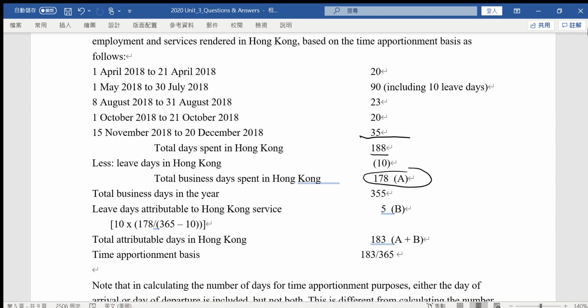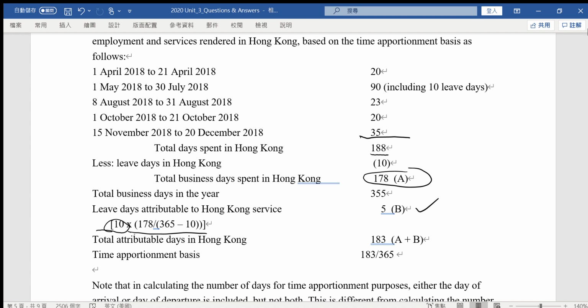And we need to apportion the 10 days. How many days is attributable to the Hong Kong service? Okay, then we will apportion this 10 days according to the number of days worked in Hong Kong, and the number of working days in the year. Finally, we can find out 5 days only.